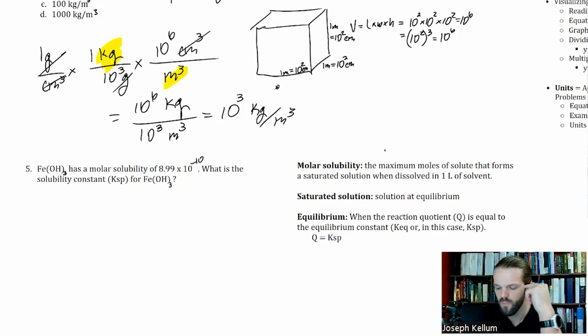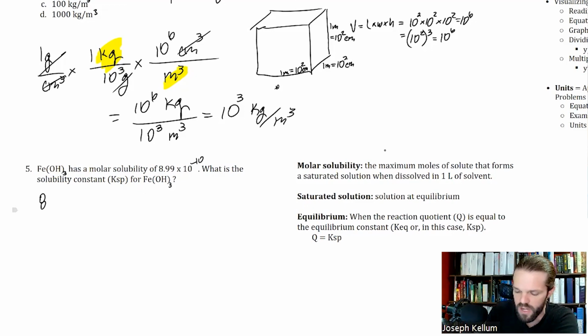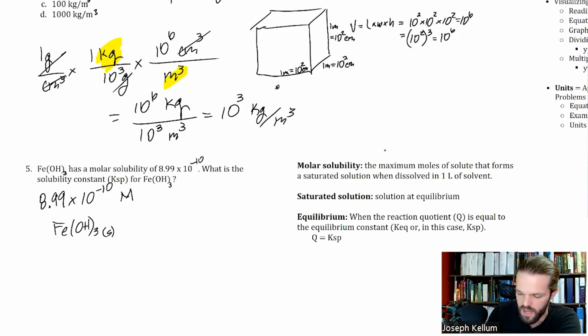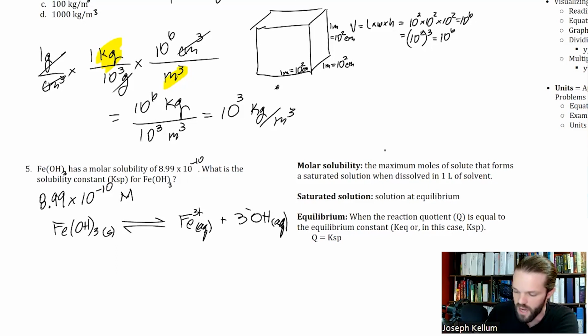Whenever we are setting up our molar solubility problem, we need to think about this number, 8.99 times 10 to the negative 10. We're going to end up using that a lot. That's the number of moles of iron 3 hydroxide that go into 1 liter. If we think about the reaction we're looking at here, we've got iron 3 hydroxide as a solid, and that is dissolving. We'll put it at equilibrium into iron, which is aqueous here, plus 3 hydroxide ions for every iron, and for every molecule of iron 3 hydroxide that goes into solution. And those are also aqueous.